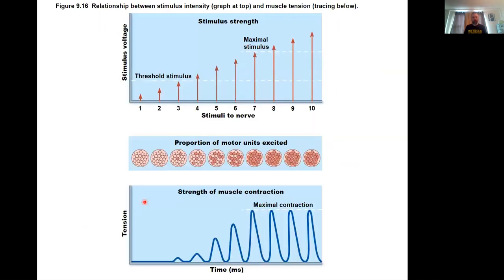So let's look at the cartoon here, which may be a little easier in terms of explaining what's happening. This diagram, I like it, but it's complicated. It's got 3 different parts to it, each of which is directly related to the other 2. So here we've got 10 different stimuli in terms of the voltage supplied to the muscle.